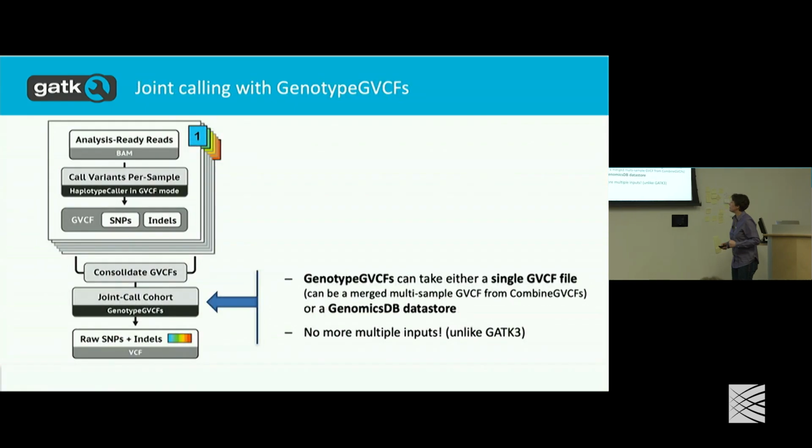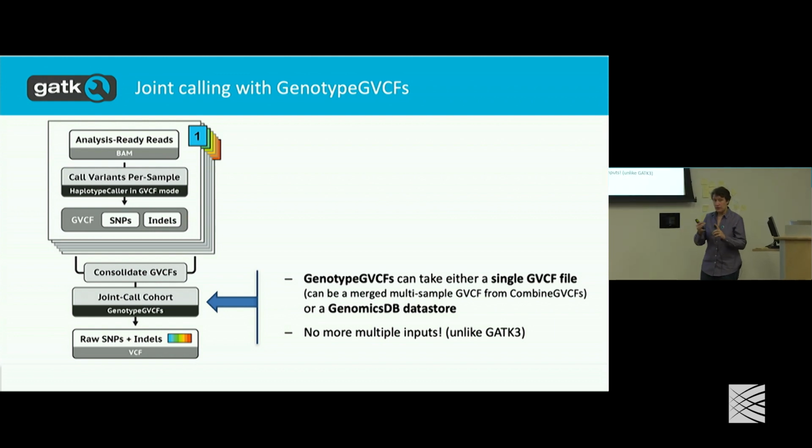Did you want to add something? All right, so once you do that, you will have either the mega GVCF or the GenomicsDB intermediate that you can run the joint calling tool on, and that's called GenotypeGVCFs. Which again will take a single GVCF. The GATK4 version cannot take multiple GVCFs. It has to be that single GVCF or GenomicsDB data store.